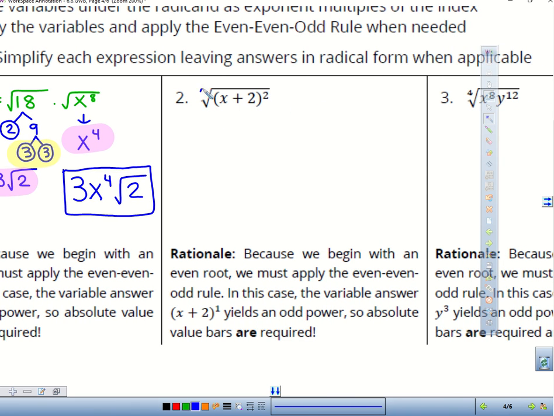All right. So here we have a second root, so this is even, right? What is 2 divided by 2? 1. Good, 1. So this right here has a power of what on it? Technically, 1. Is 1 odd? Mm-hmm. So we have to put in absolute value.